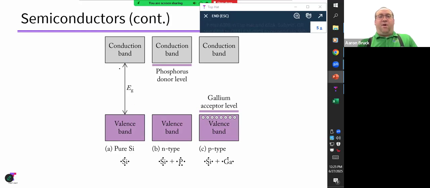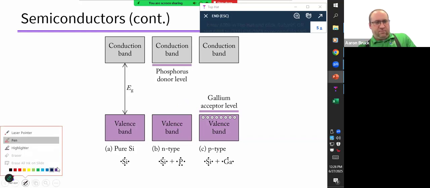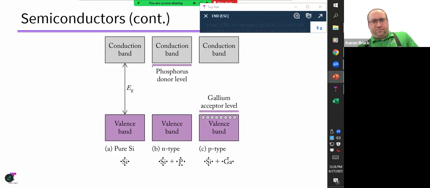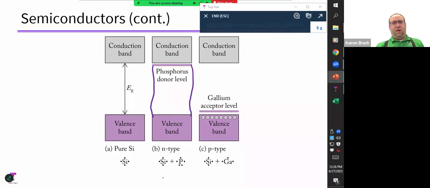And so this band gap on its own makes silicon kind of difficult to conduct electricity. Here's where the extra conductors come in. So for example, if I add an N-type semiconductor like phosphorus, phosphorus has extra electrons. It has one more electron than silicon does.